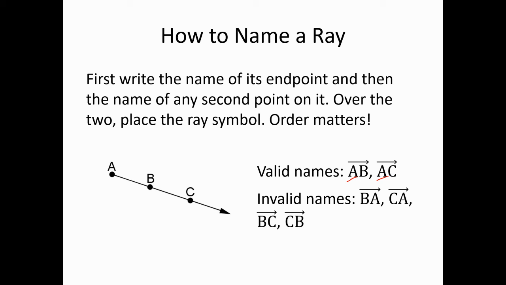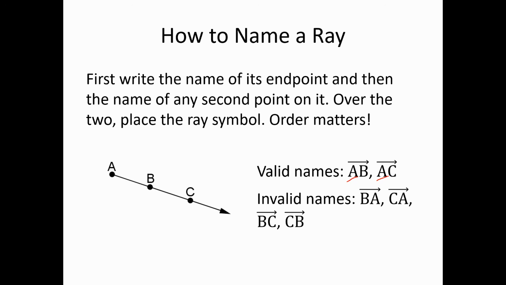Okay, so you notice that there's a BA, apparently an attempt to name this ray. Well, that is not correct because ray BA actually would start at B and pass through A. Ray CA would start at C and pass through A. Ray BC would start at B and pass through C. And ray CB would start at C and pass through B.